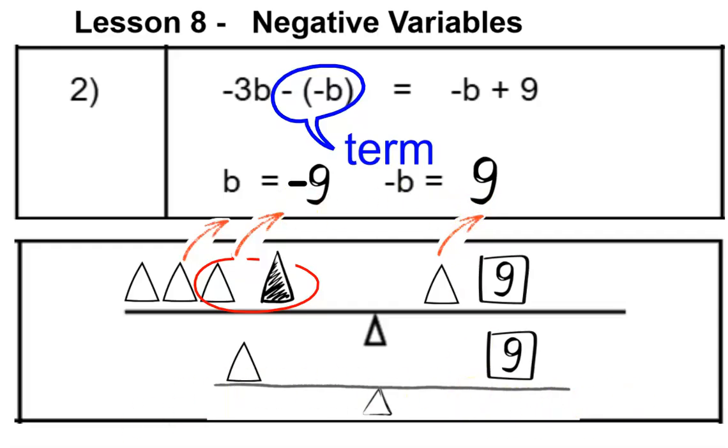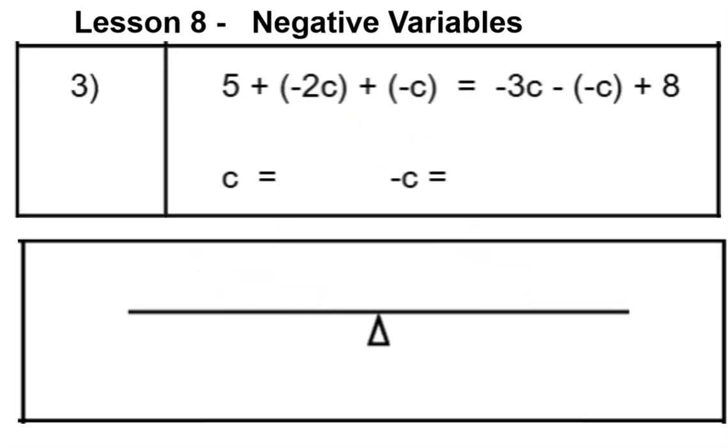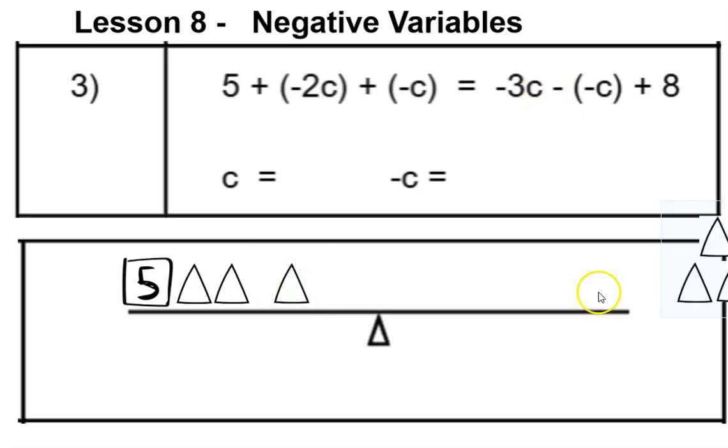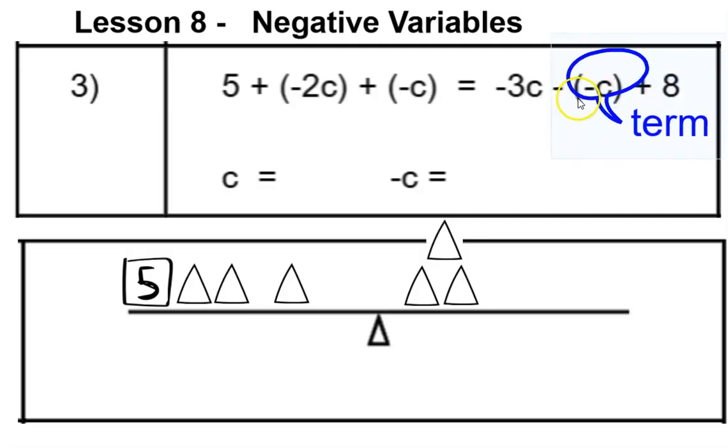All right, let's take a look at one more example, and we'll be done with lesson 8. In this one, wow, there's a lot on here, right? I have a 5, and I have 2 negative c's, and I have one more negative c. So I'm going to put it on like this. On the other side, I have 3 negative c's. I'm going to give students a little liberty of how they want to draw these. We don't have to draw them in straight lines. You'll end up getting quite a bit on your scale.